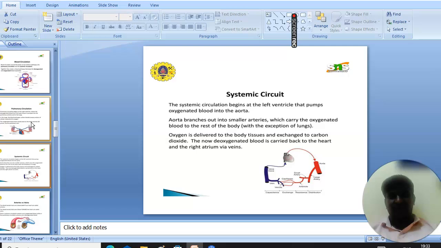Systemic circulation begins at the left ventricle, which pumps oxygenated blood into the aorta. The aorta branches out into smaller arteries which carry the oxygenated blood to the rest of the body. Oxygen is delivered to the body tissues and exchanged for carbon dioxide. The now deoxygenated blood is carried back to the heart and the right atrium via veins.